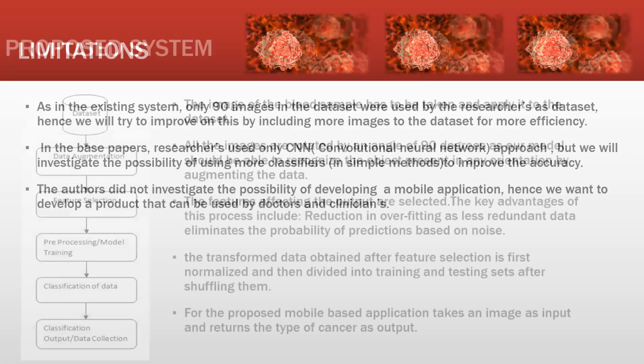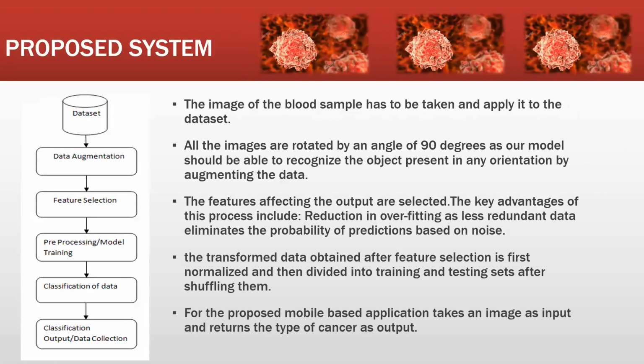Now let us move on to the proposed system. In the proposed system, it is a step-by-step procedure to get the type of cancer as an output. There are a few steps: data set, data augmentation, feature selection, pre-processing or model training, classification of data, and at last data collection. And the first step is the data set.